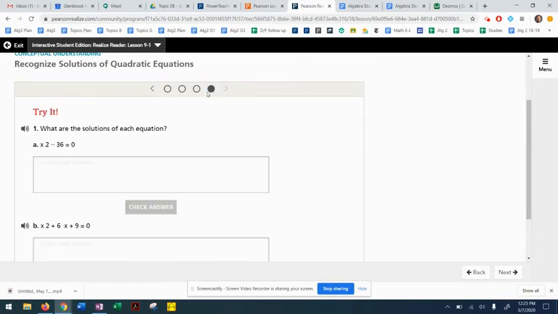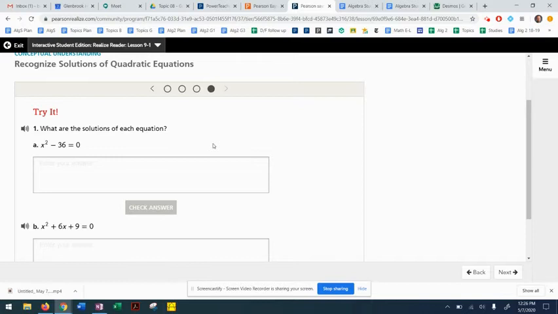The last couple, we're going to try now on our own. X squared minus 36 equals 0. Ideally, if you could pause the video right here and try these two on your own, try graphing them on Desmos and finding the solution, that'd be awesome. And I'll be right back with you to show you my solutions.